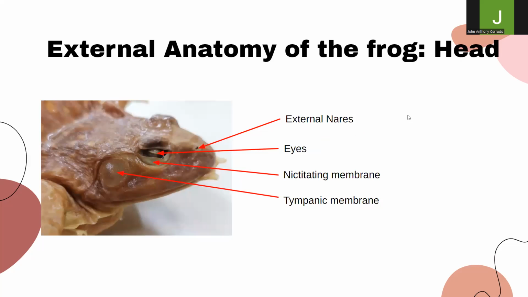Next is the head. The most anterior portion of the head is the snout, where a pair of openings can be seen at the tip called the external nares. And near the external nares are the eyes. It has a lower and upper eyelid and a transparent membrane that keeps the eyes moist underwater, called the nictitating membrane. Next to the eyes is an ovoid region of tightly drawn skin, called the tympanic membrane or the eardrum, covering the auditory canal.